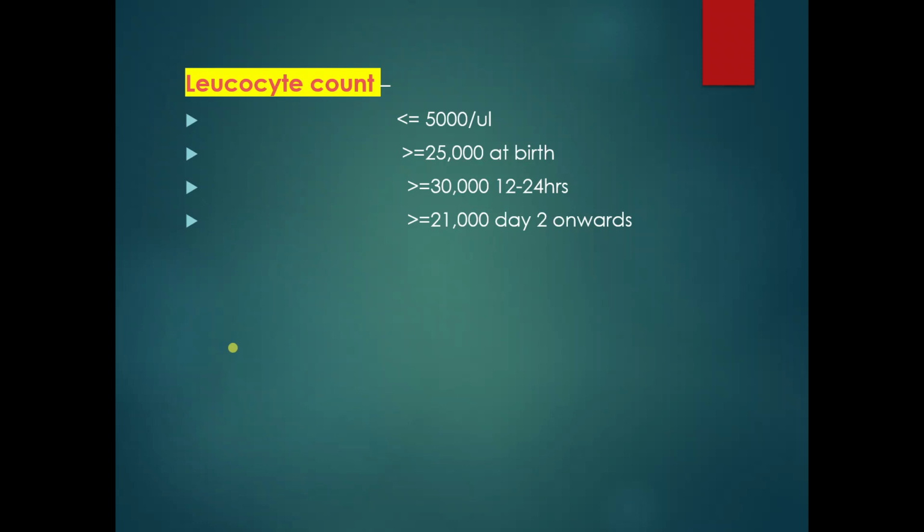Now first coming to the leukocyte count. These are the various abnormalities seen in leukocytes. If the count is less than 5,000 per microliter, if the count is more than 25,000 at birth, if it is more than 30,000 at 12 to 24 hours, and if it is more than 21,000 day 2 onwards. All these are abnormalities of leukocyte counts, and each one of the abnormalities is given a score of 1.